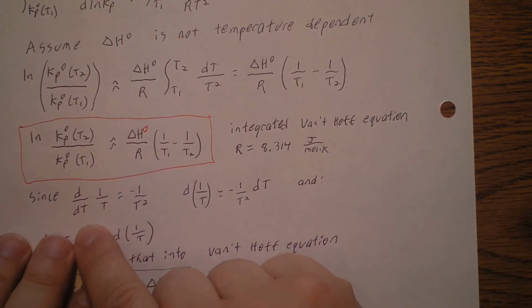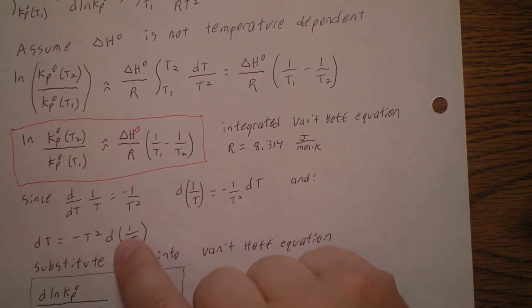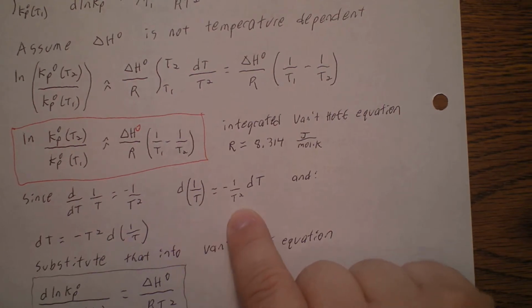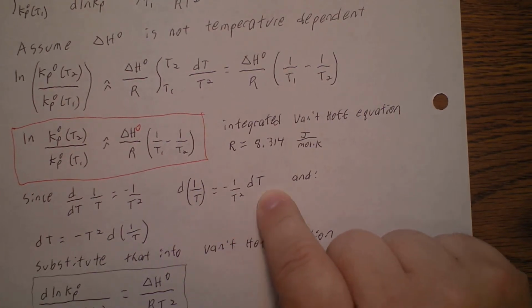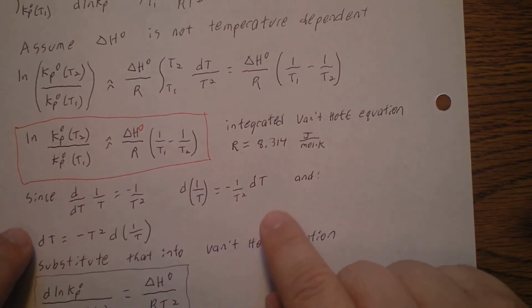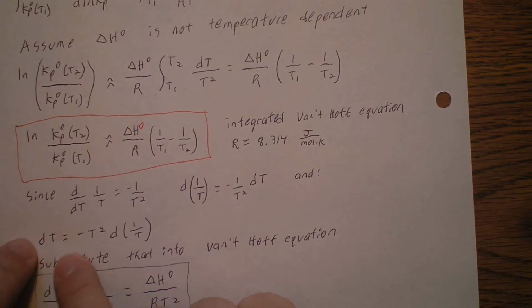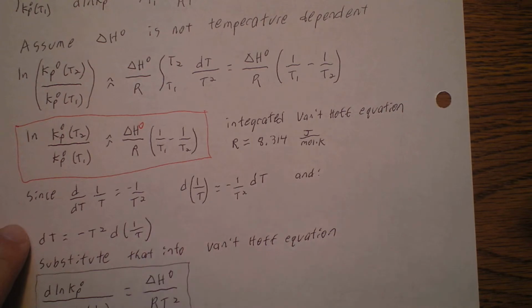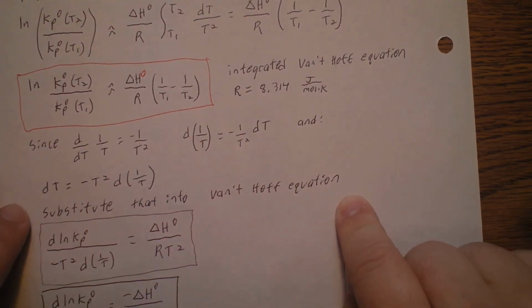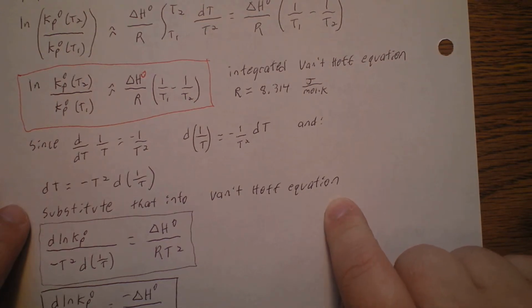Now the derivative of 1 over T with respect to T is equal to minus 1 over T squared. So we can actually rearrange that a bit and say the differential of 1 over T is equal to minus 1 over T squared times the differential of T. All we did was take this and multiply by dT. So solving for dT, that'll give us dT is equal to minus T squared times the differential of 1 over T. So we're going to substitute that back into the Van't Hoff equation.